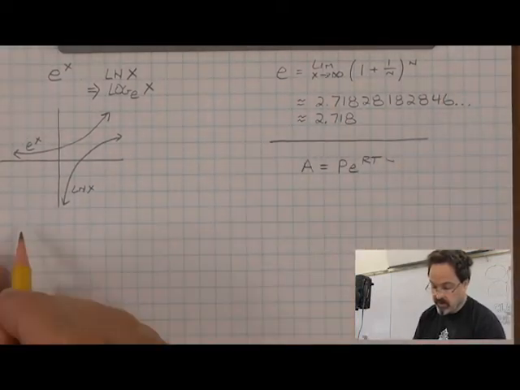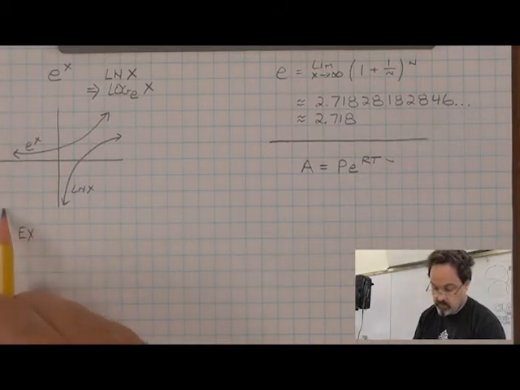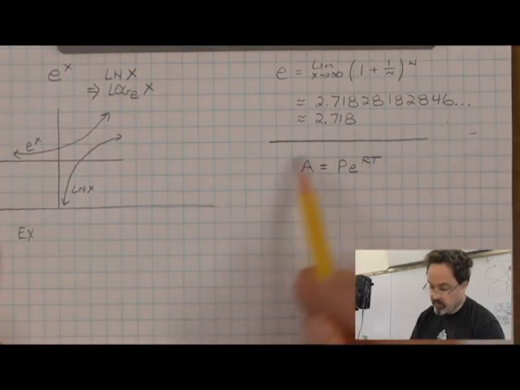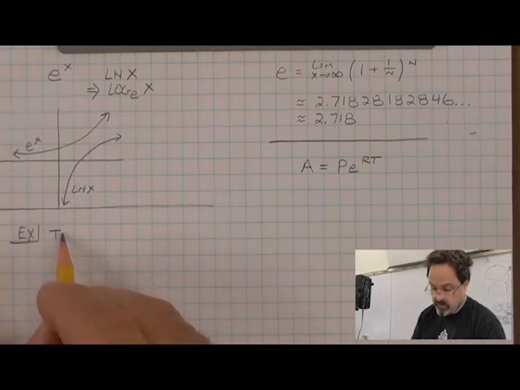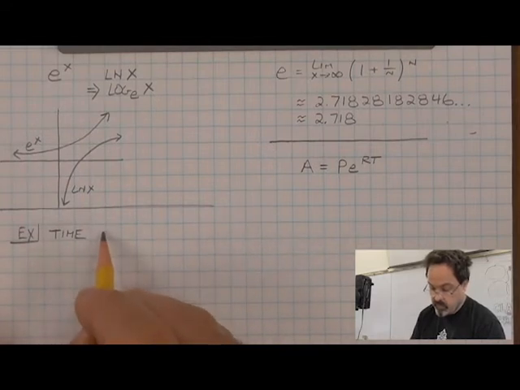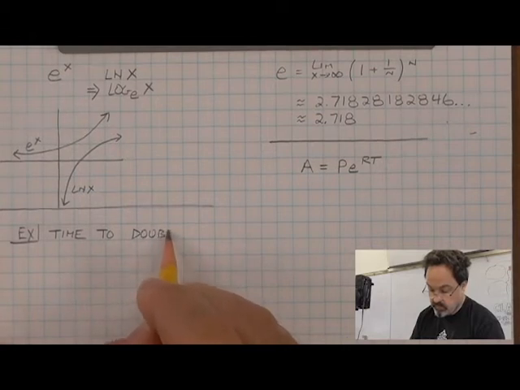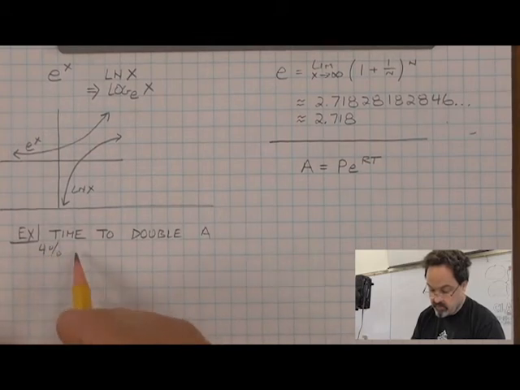Okay, let's now take a look at an example. Let's work an example using this formula in context. We're going to ask the question: what is the time to double a 4% investment?